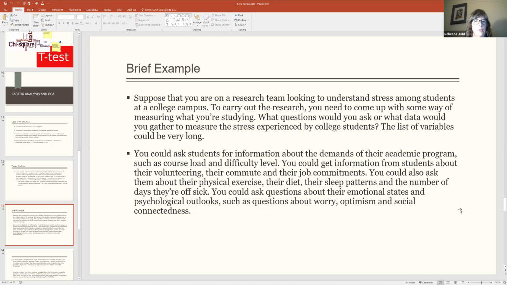So maybe we ask students for information about the demands of their academic program, their course load, the difficulty level. We ask them about volunteering, their committee, their job commitments. We ask them about their physical exercise, their diet, their sleep patterns, the number of days they're off sick. There's emotional states, psychological outlooks, worry, optimism, social connectedness. So there's a lot of things that we can measure that we feel may be indicating levels of stress, okay?